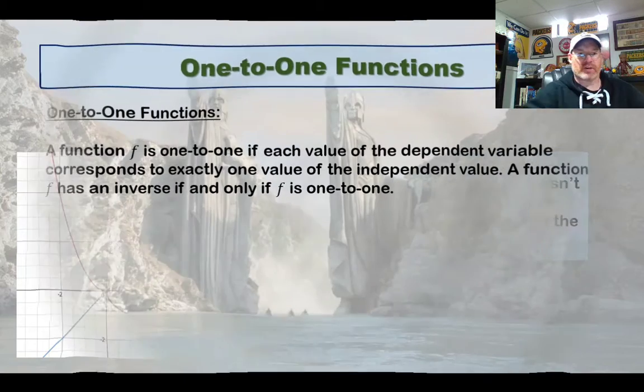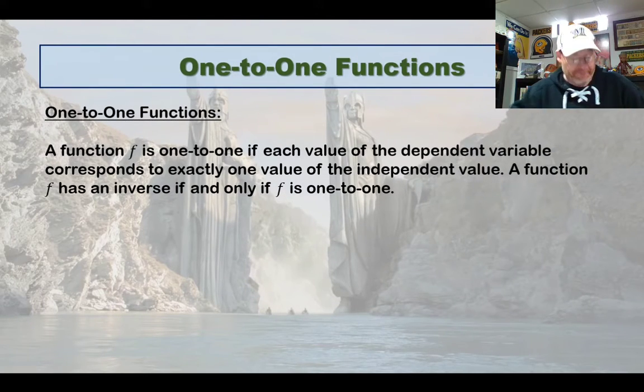And the last thing I want to talk about in this one is referred to as one-to-one functions. And of course we have a formal definition that we're talking about here, but it's pretty simple and I'll explain it. A function f is one-to-one if each value of the dependent variable corresponds to exactly one value of the independent variable. And a function f has an inverse if and only if it's one-to-one.